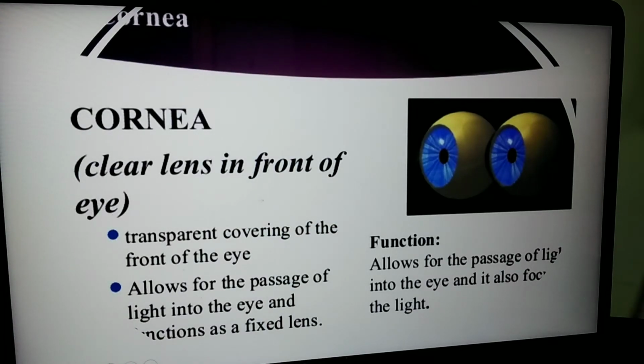Now coming to the cornea, the clear lens in front of the eye. It's a transparent covering of the front of the eye, allows the passage of light into the eye and functions as a fixed lens. Its main function is to allow the passage of light into the eye, and also it focuses the light.